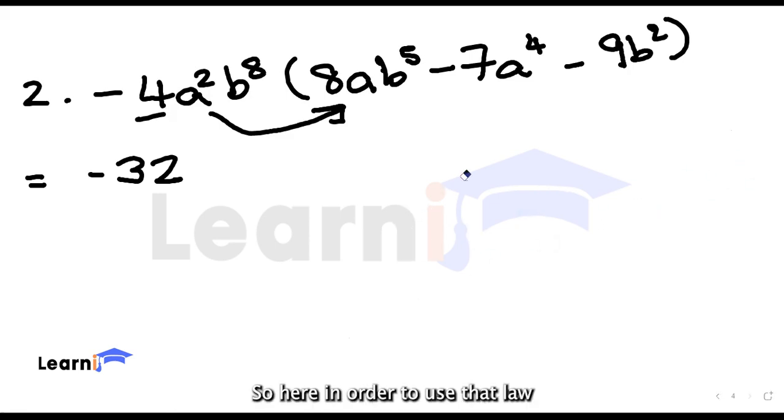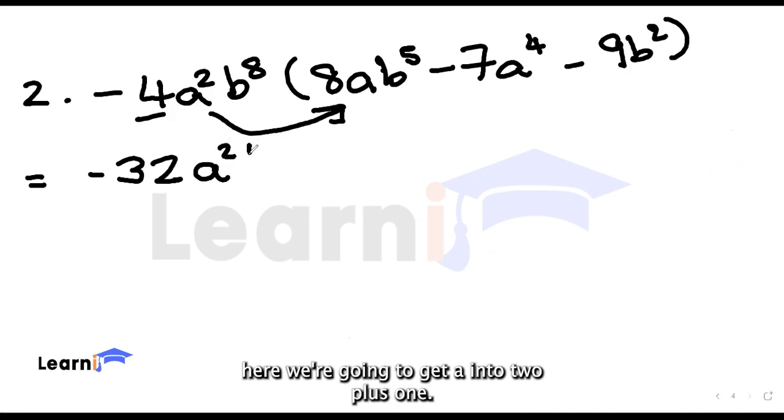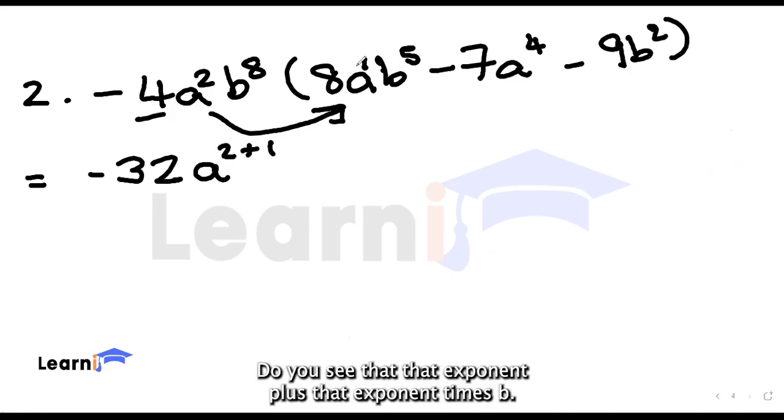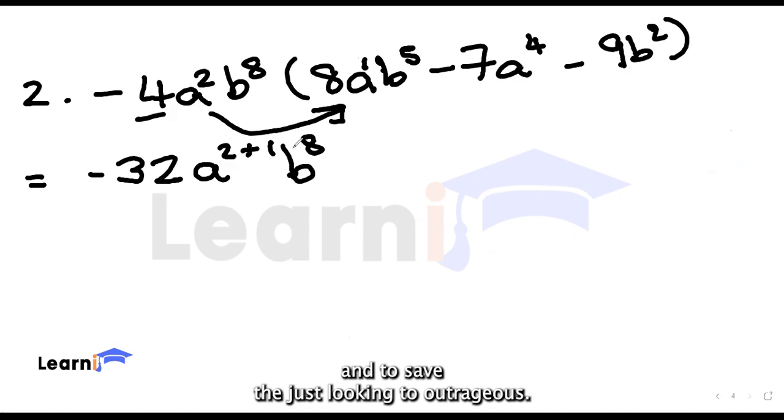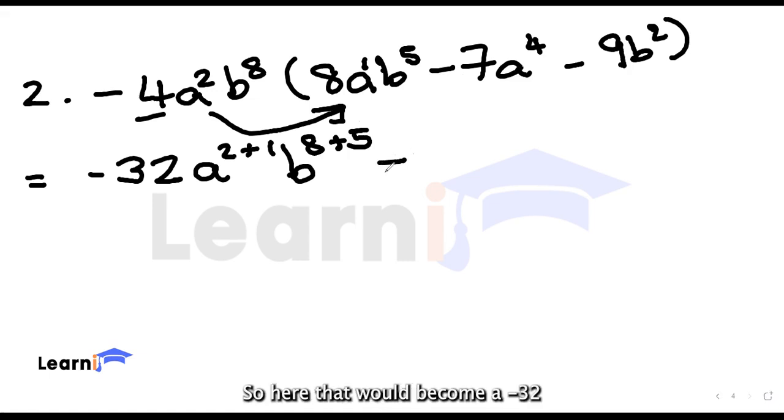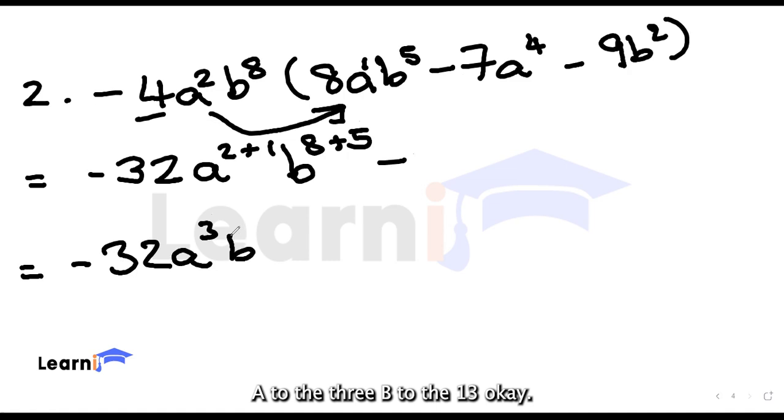All right. So here, in order to use that law and carry out this process of multiplication or finding products, here we're going to get a to the 2 plus 1. Do you see that? That exponent plus that exponent, times b, but we're not going to write the times just to save time and space. And that's going to be 8 plus 5. All right. So here that would become negative 32, a to the 3, b to the 13. Okay, let's do the next one.